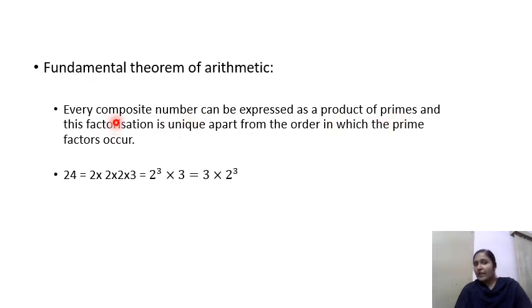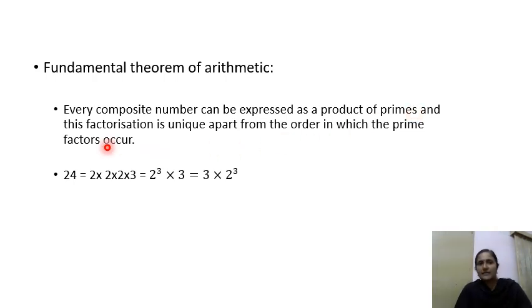Every composite number can be expressed as a product of primes, and this factorization is unique apart from the order in which the prime factors occur. So the first part I think is clear to you. Every composite number can be expressed as a product of primes, which means we can express composite numbers only, not the prime numbers.